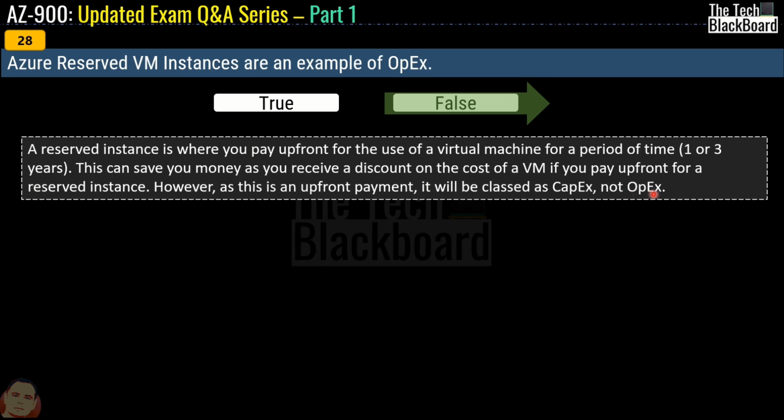I hope this makes it clear when to choose CAPEX and when to choose OPEX. In our last series on AZ-900, many of you were confused, and that's why I have taken different examples on CAPEX and OPEX. In case you still have some questions or doubts, do let me know in the comment section.